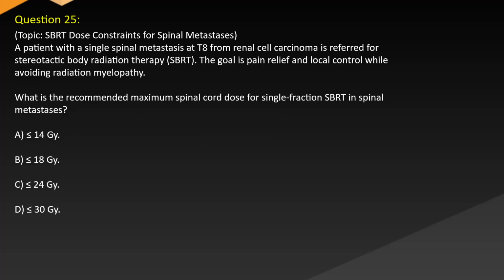Question 25, topic: SRS dose constraints for spinal metastases. A patient with a single spinal metastasis from renal cell carcinoma is referred for stereotactic body radiation therapy, SBRT. The goal is pain relief and local control while avoiding radiation myelopathy. What is the recommended maximum spinal cord dose for single fraction SBRT in spinal metastases? A. 14 Gy, B. 18 Gy, C. 24 Gy, D. 30 Gy.